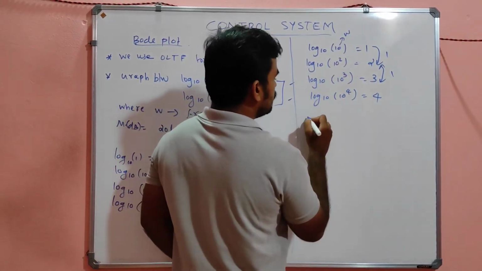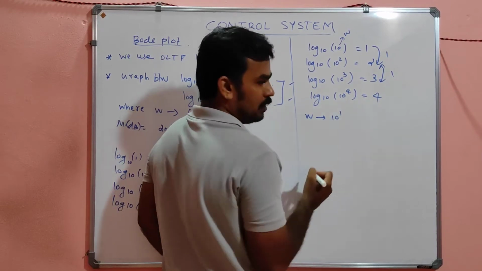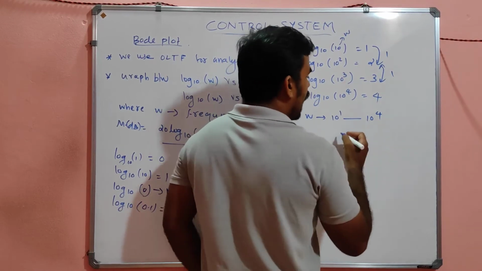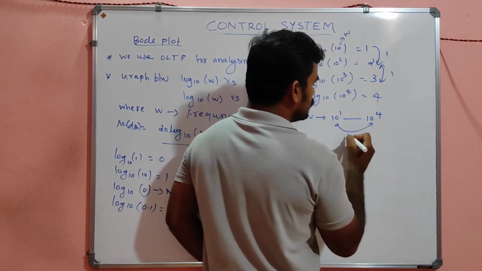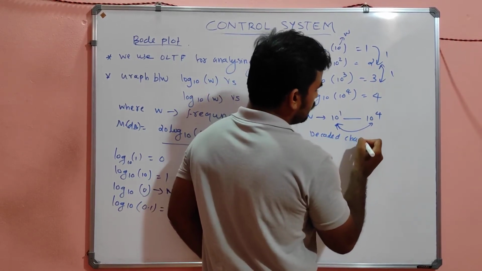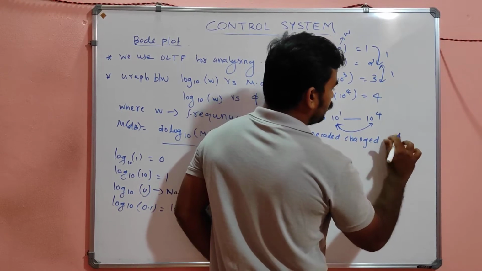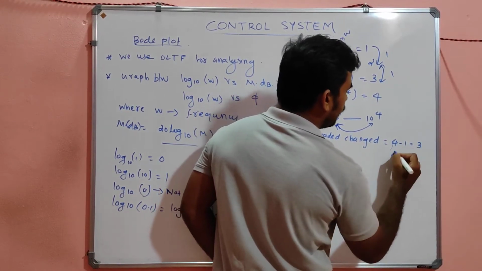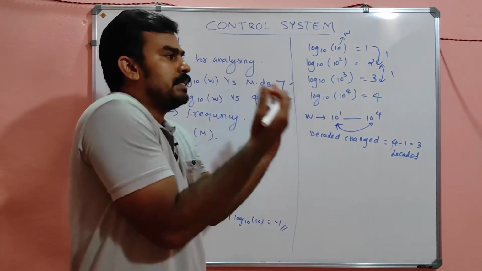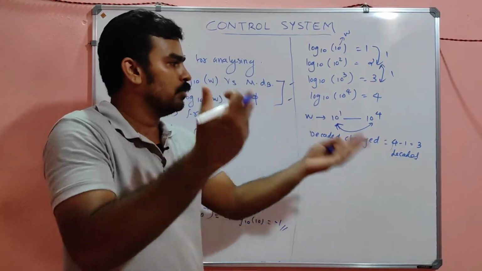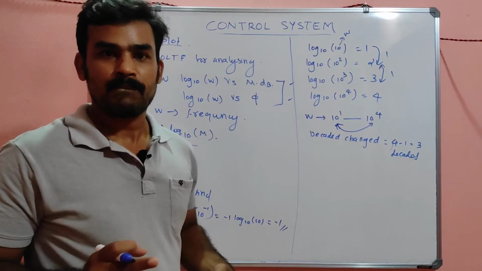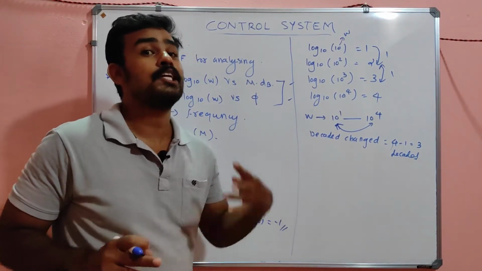Suppose you have omega equal to 10 raised to 1, and it changes to omega equal to 10 raised to 4. How many decades did you change? The decades changed is nothing but, my dear, 4 minus 1, which is 3 decades. From 10 raised to 1 to 10 raised to 4 means a factor of 10 cubed, so over 3 decades the frequency changed. That is the meaning.